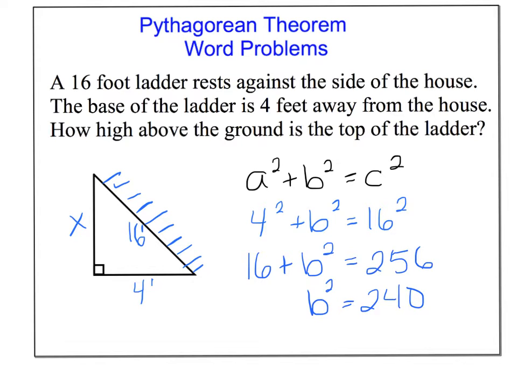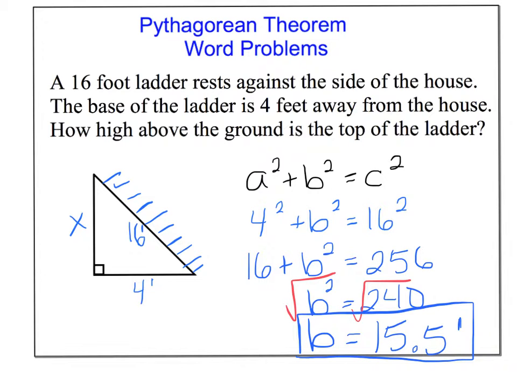And we need to square root now in order to solve for B, the height of the house. So the square root of 240 is 15.49, so I'll just round to 15.5, and that would be feet. Make sure you include your units when you're solving word problems.